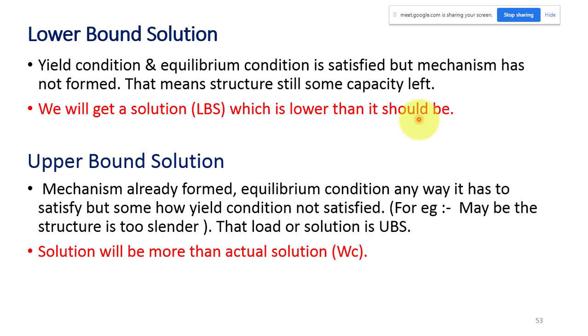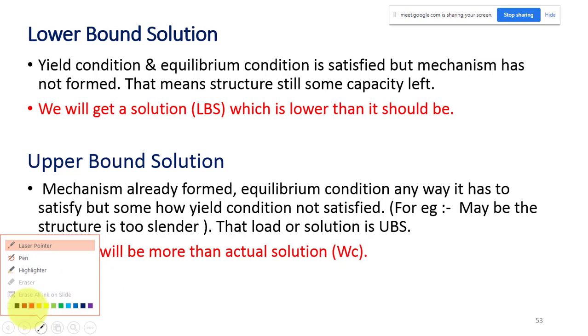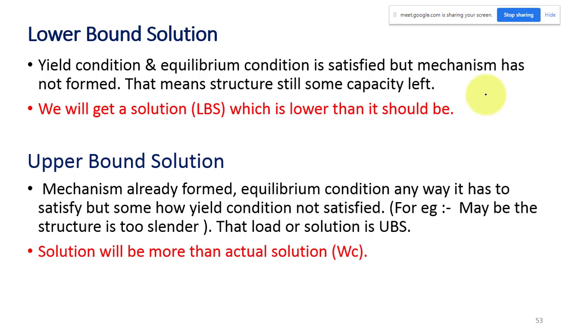That means your cross section, the bending moment has not yet reached the plastic moment. In that case, you will get the value for the collapse load, and that will be more than your actual solution. Maybe I can give you a sketch, so it will be something like this. Suppose this is my actual solution. This is my collapse load. Let us say actual solution.